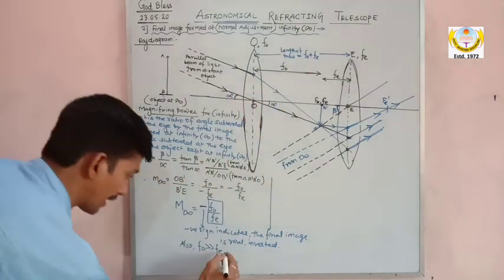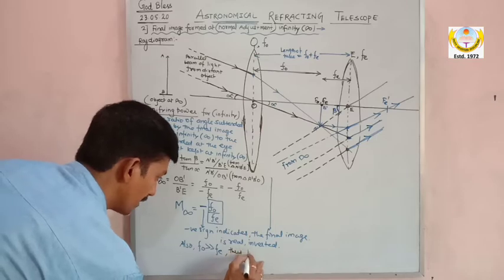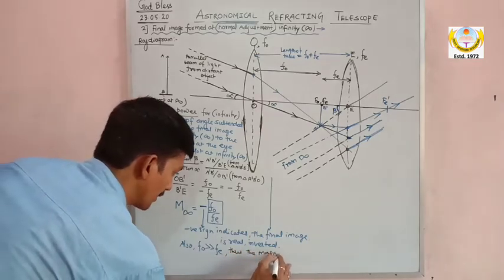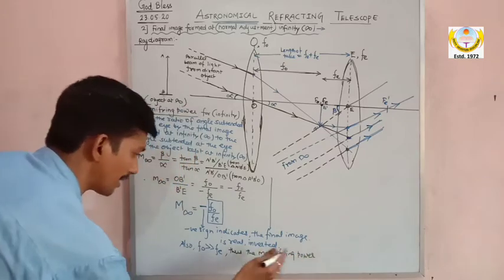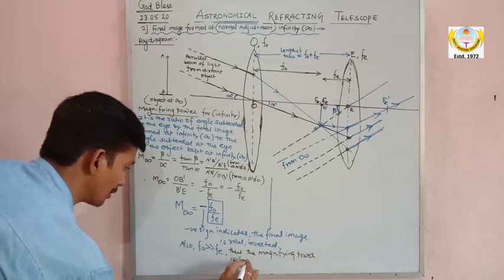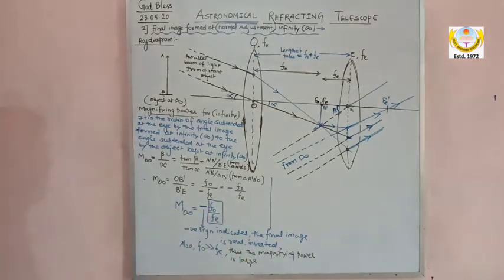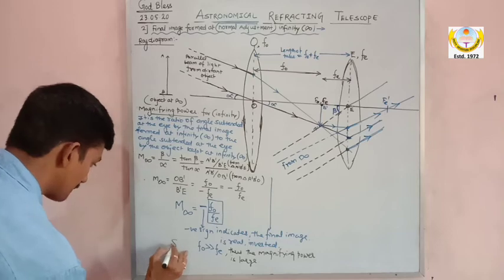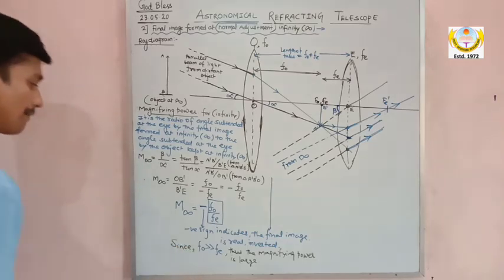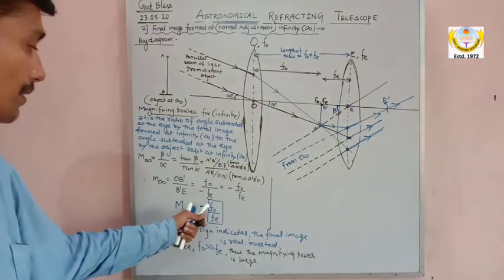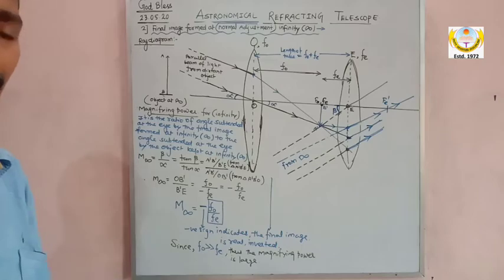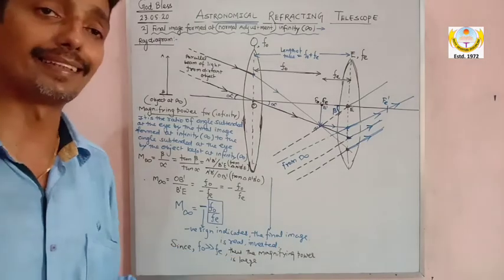So now, my dear, we can say thus the magnifying power is large. Since FO is greater than FE, thus the magnifying power obtained is large. Because FO is greater than FE, of course the magnifying power, even at infinity, is large.